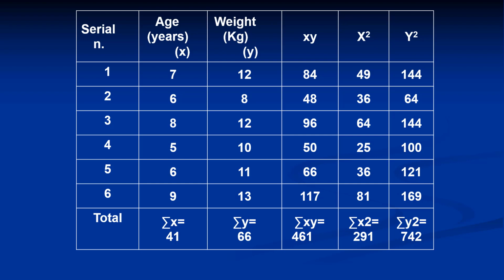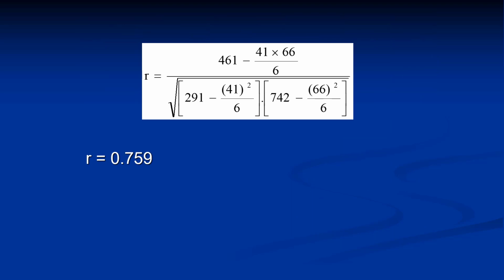We have x times y, x squared, and y squared, and the summation of x, y, xy, x squared, and y squared. Now we have everything needed. Apply the formula. We have R equal to 0.759, which shows a high positive correlation between age and weight.